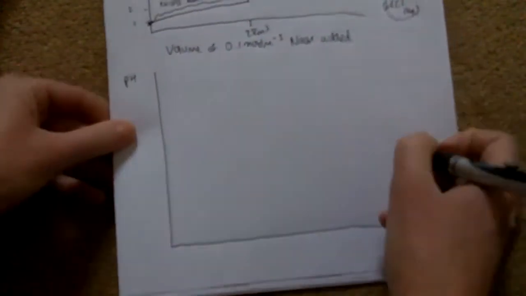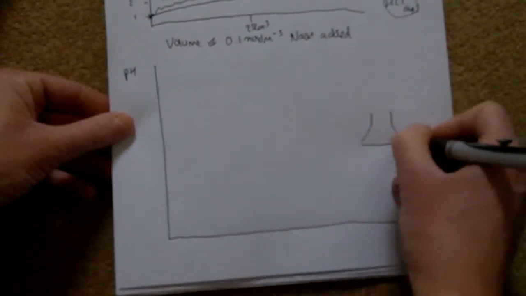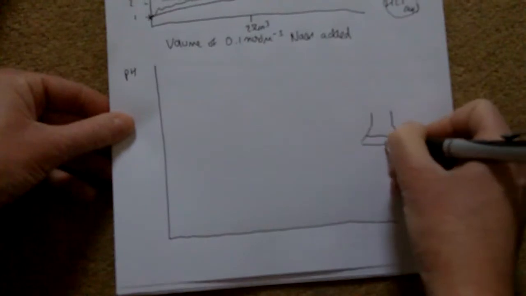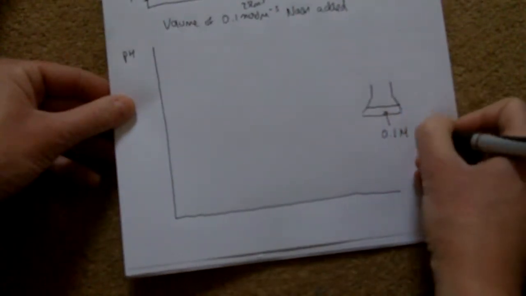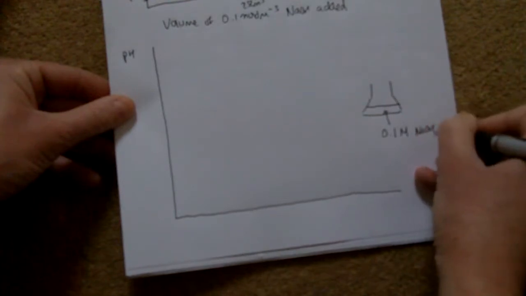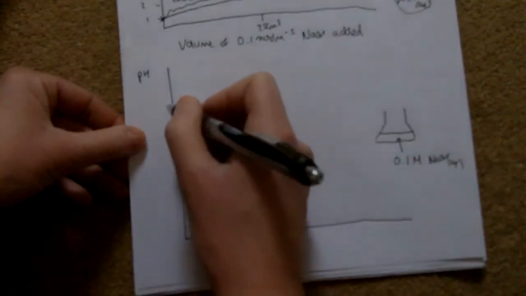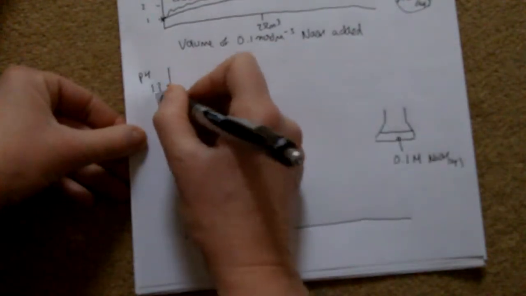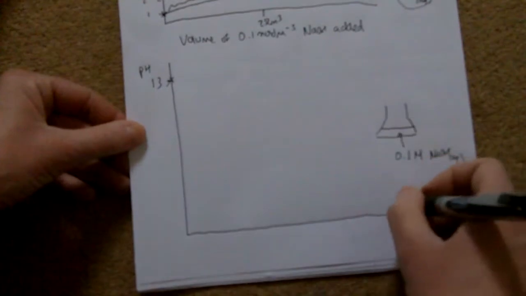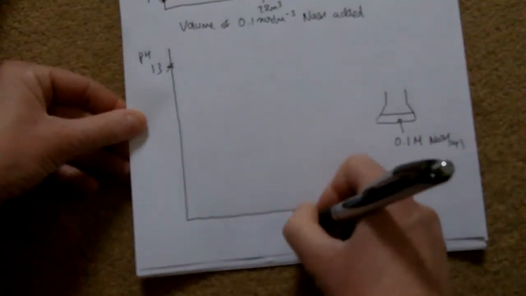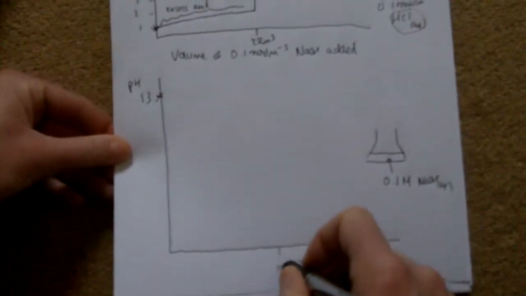But say, for example, this time in the conical flask you've got the base, the 0.1 mole per decimeter cubed sodium hydroxide. Then the starting point would be about pH 13. That's where you would start. Again, if it was 25 centimeters cubed, it would neutralize at 25 centimeters cubed.